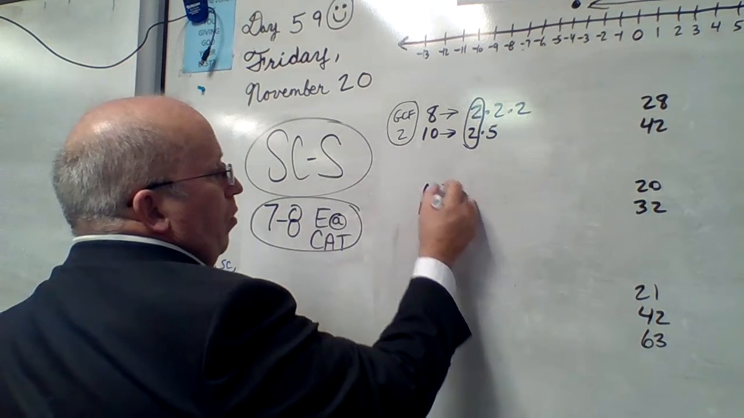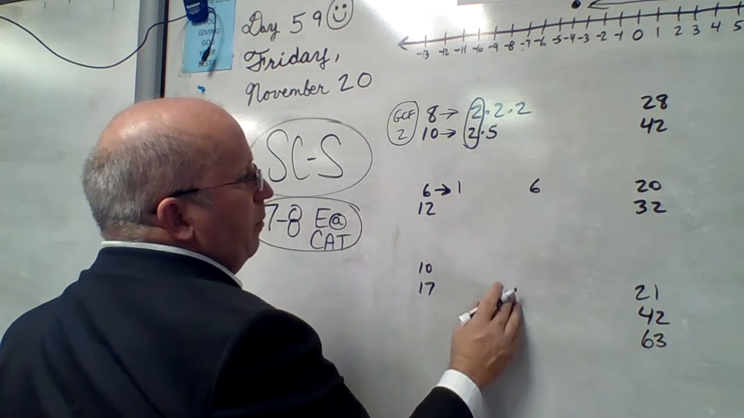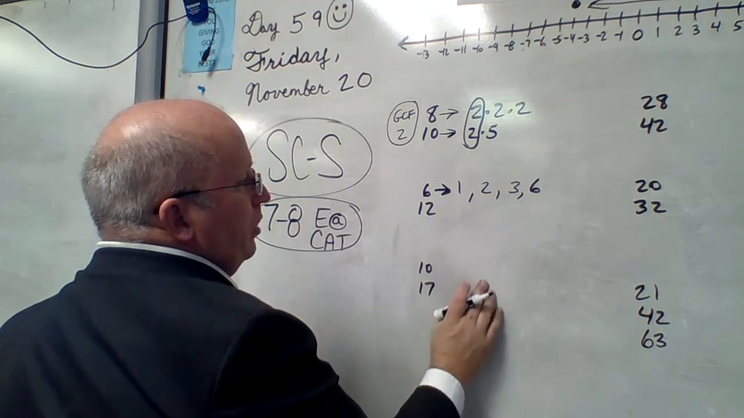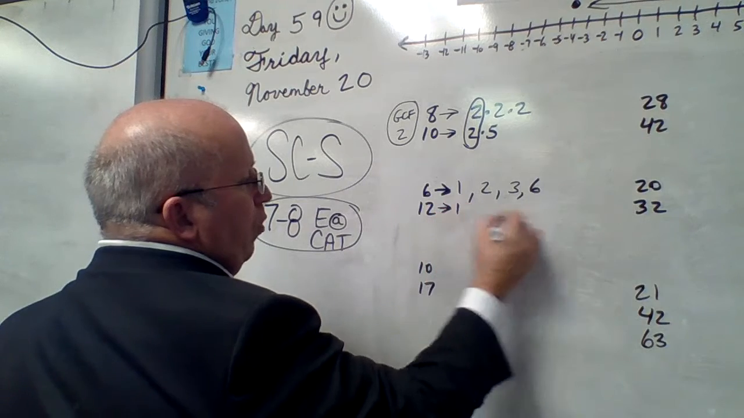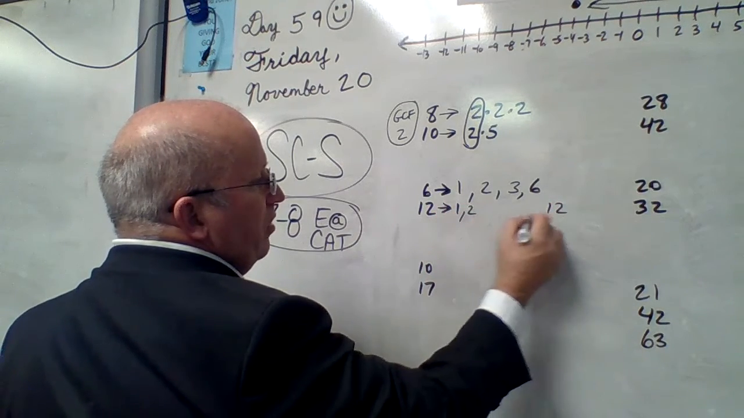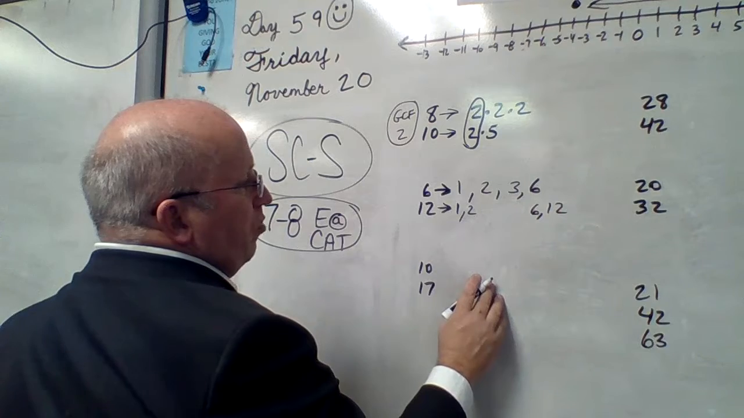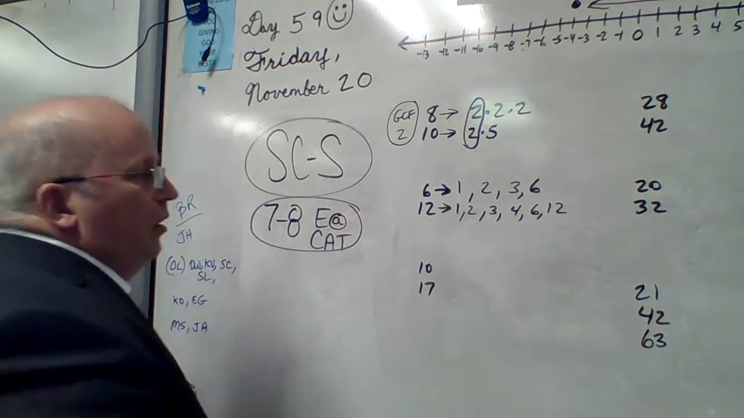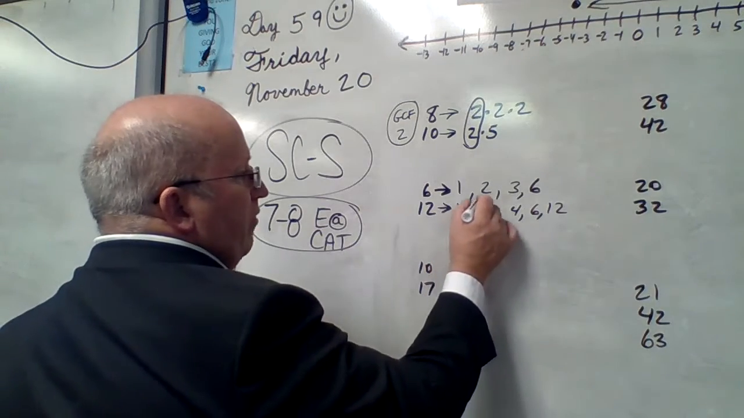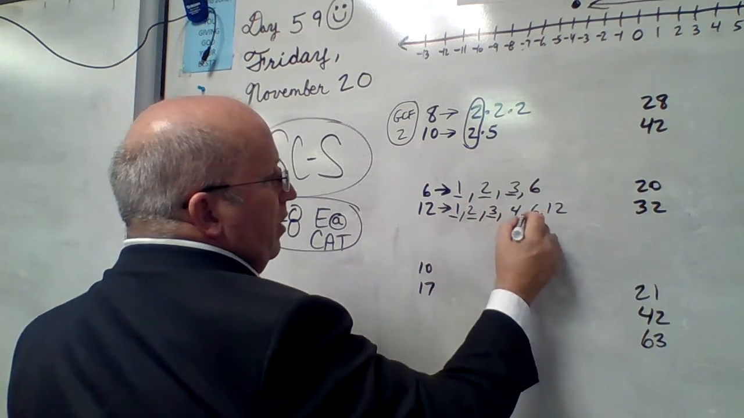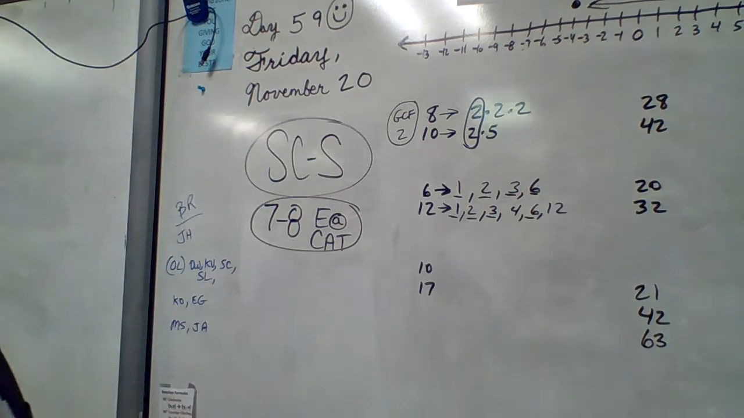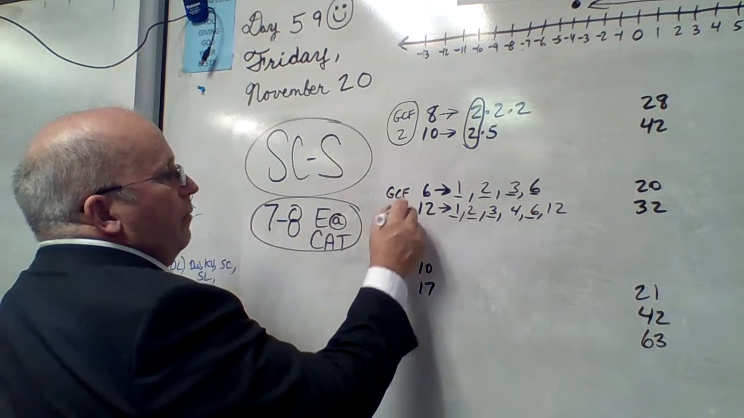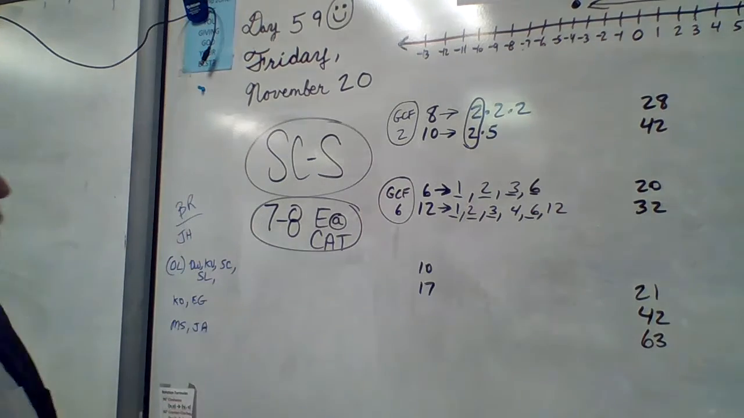Let's try this one right here. What are all the ways you can multiply numbers together to get 6? I'm thinking 1 times 6 and 2 times 3. How about 12? What are all the ways you can multiply numbers together to get 12? I'm thinking 1 times 12, 2 times 6, and I'm also thinking 3 times 4. What's the biggest number they have in common? Actually, they have a lot of numbers in common, don't they? But what's the biggest one they have in common? The greatest one they have in common is 6. So that's one way to do it.